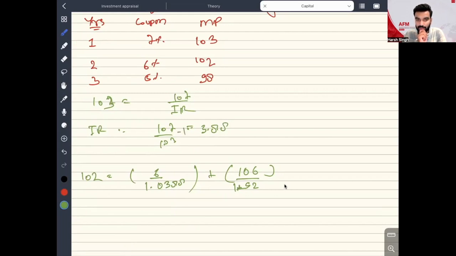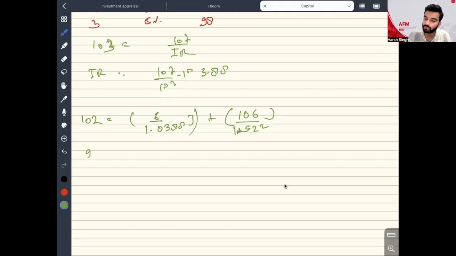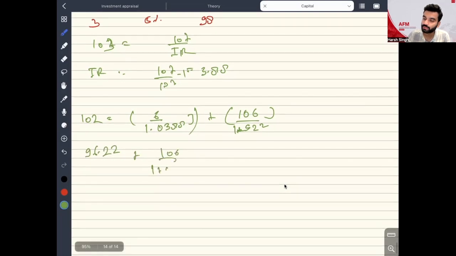Okay, 1 plus S2. First of all, solve this bracket and take this value over here. 102. Calculator. 6 divided by 1.038. 102 minus 20 coming out to be 96.22 plus 106 over 1 plus S2 square. Okay, this is what we have already understood, everyone. Now, can we do some changes?